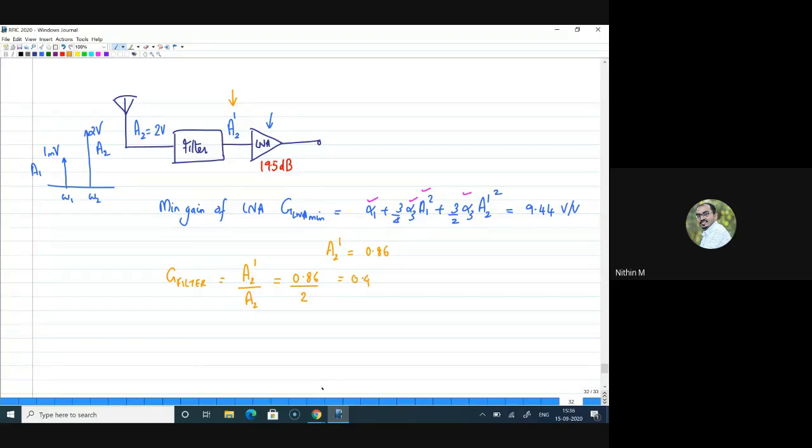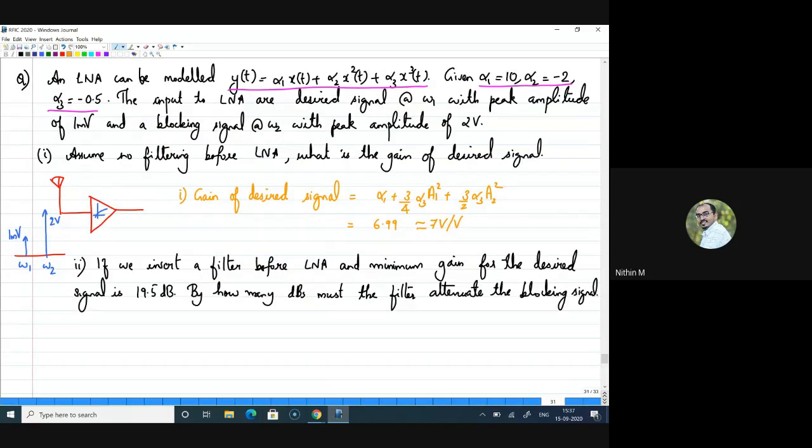which is close to 0.43, and if you convert this, you will get 7.2 dB. I should put a minus sign here just to indicate that the gain of the filter will be negative, or you can write the attenuation as 7.2. So this is how you can solve this numerical and find the attenuation provided by the filter on the interferer signal.